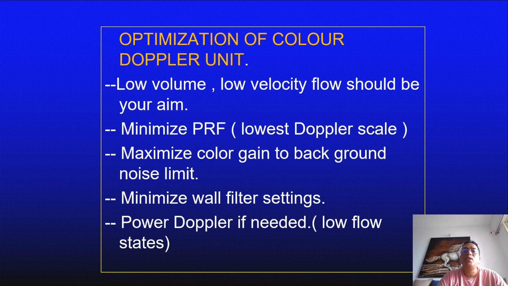How are you going to optimize your color Doppler unit? Your main aim when you evaluate the testes is to pick up the minutest flow within the testes, and to achieve that you're going to minimize your PRF in the machine. Second, you can increase the color gain almost until you get some noise and then reduce it to set the limit of the color. You can minimize your wall filter settings, and power Doppler is very, very important, because it can pick up even the minutest flow of the testes. Therefore, in cases of torsion, before you conclude, always switch on the power Doppler.